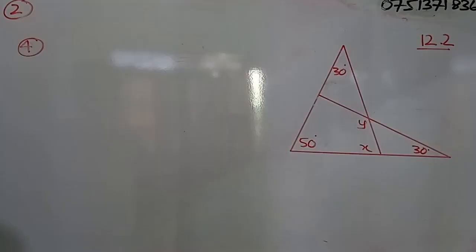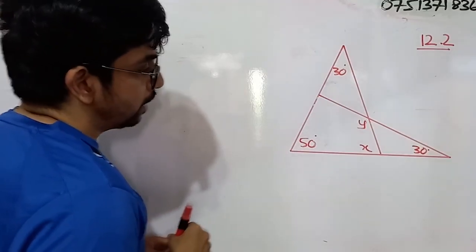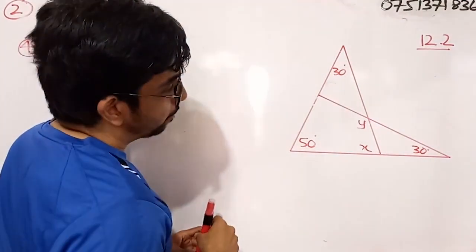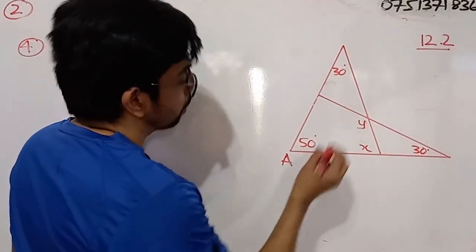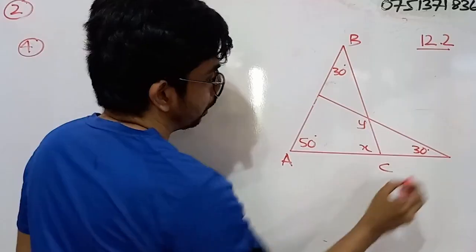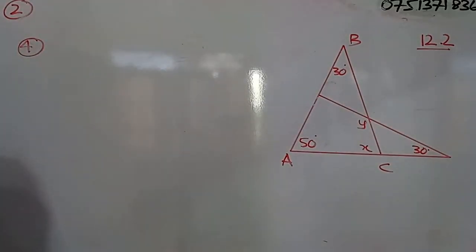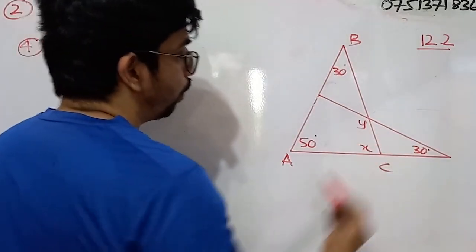Exercise 12.2, question number 2 under that part 4. So here also we have to calculate the magnitudes of X and Y. Okay. So for this exercise, I will name this triangle as ABC. Okay, so if we think about the triangle ABC, we can come up with the value for X.